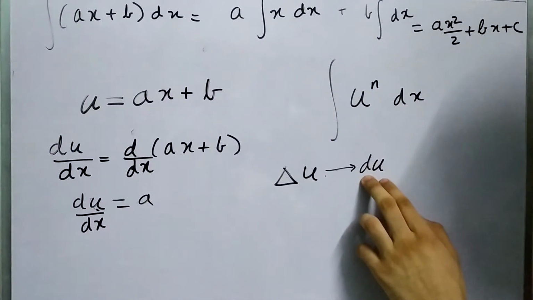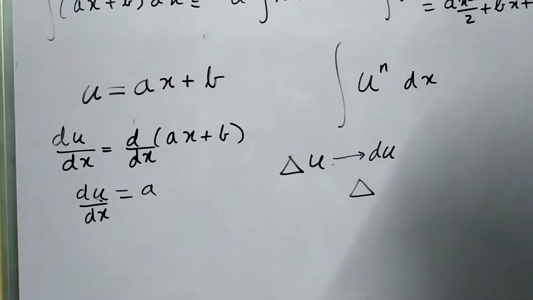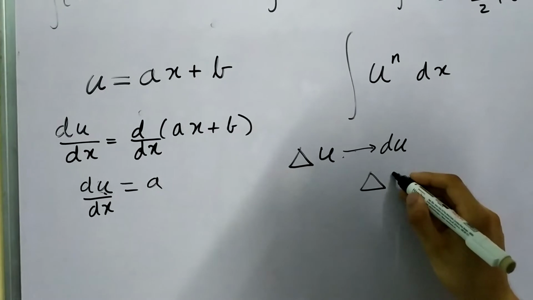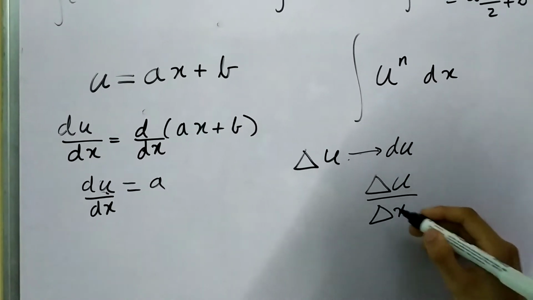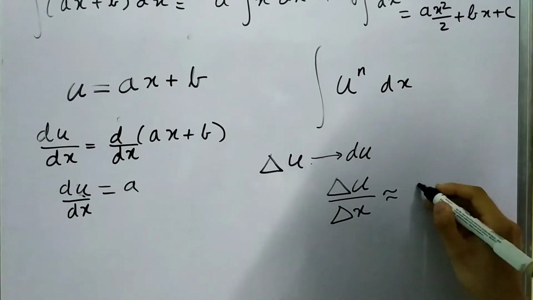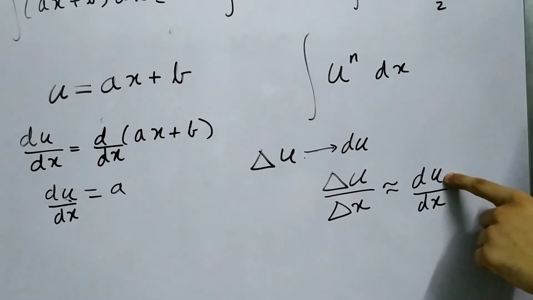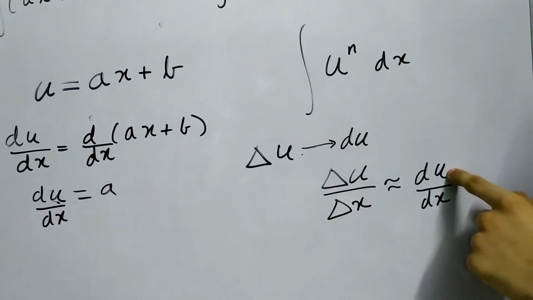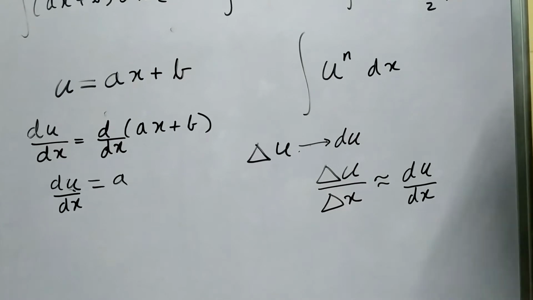Similarly you can do it with slopes. The slope was delta u by delta x, so approximately du by dx: a very small change in u divided by a very, very small change in x.